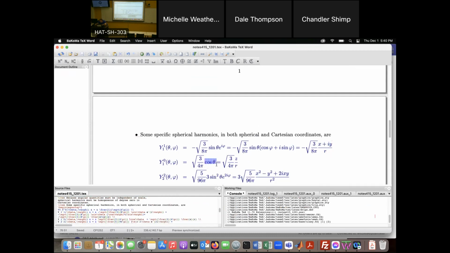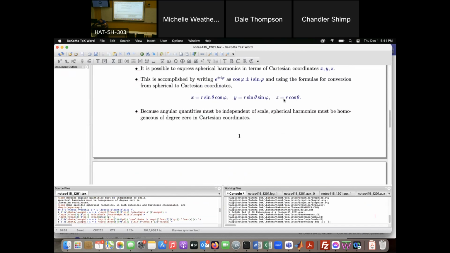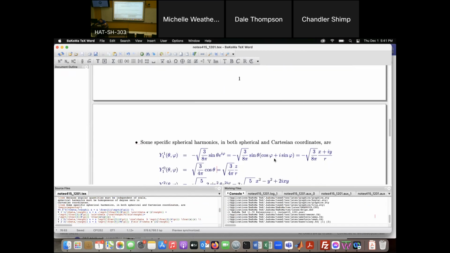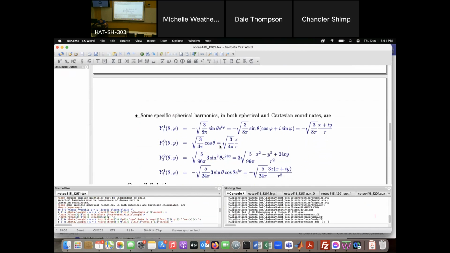This next one, we have cosine of theta, but without any dependence on phi. So if I go back up here, cosine theta is z over r. And again, it's homogeneous of degree 0. And a bit more manipulation is required here.